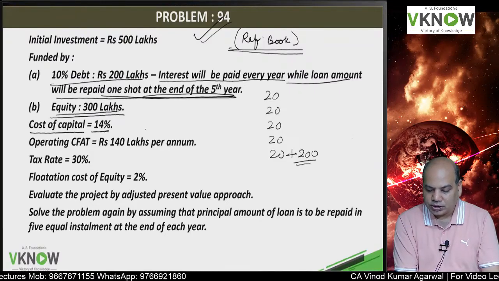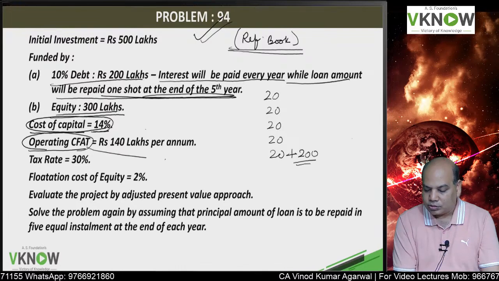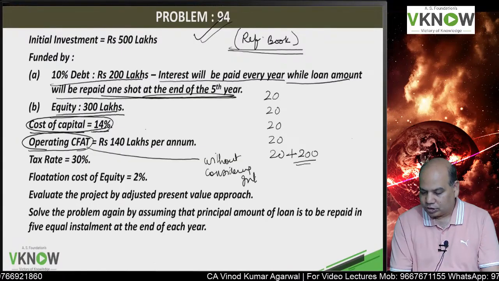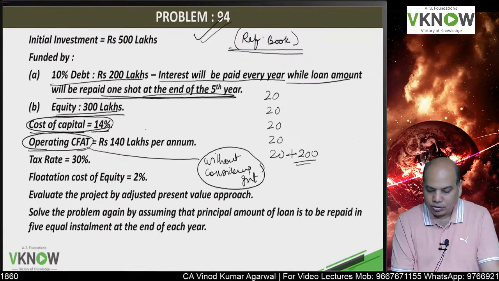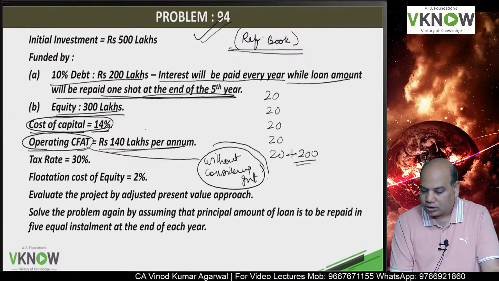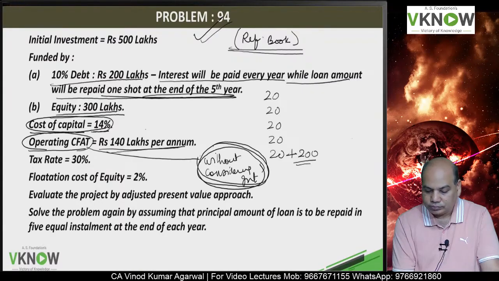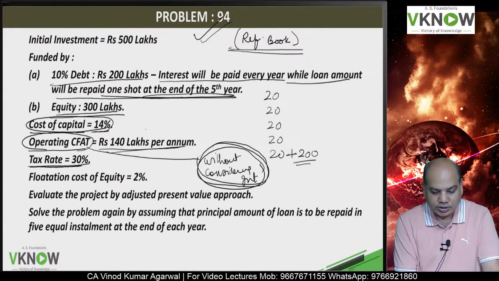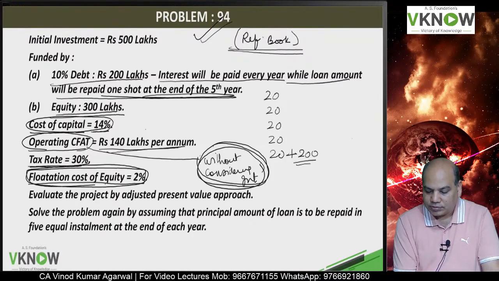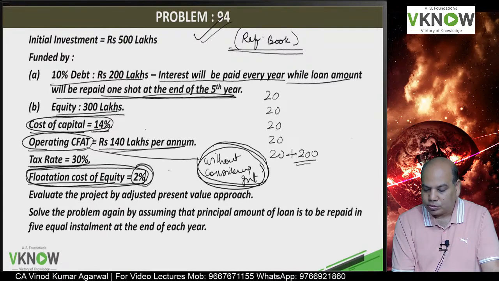Cost of capital is 14%. Operating CFAT, which means without considering interest, is 140 lakh per annum. So it has not considered the interest implication. Tax rate is 30%. Flotation cost of equity is 2%.